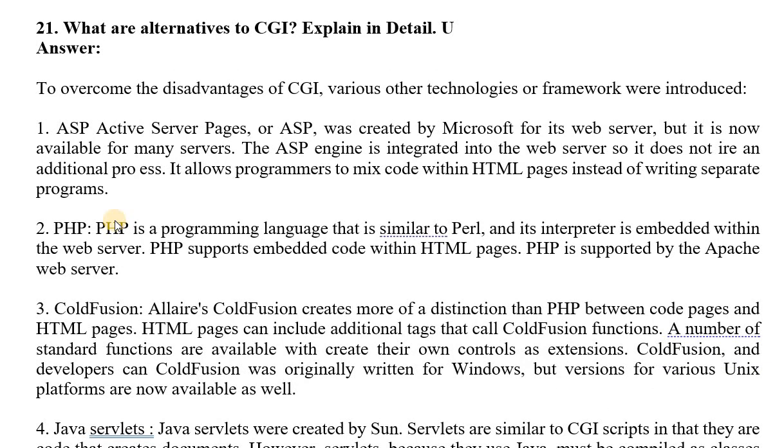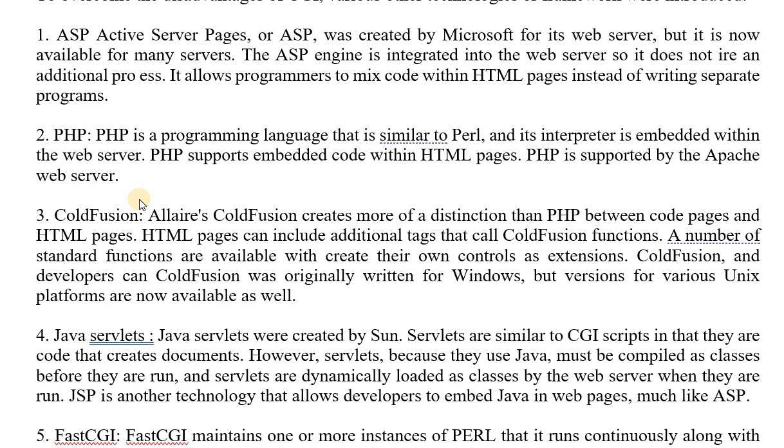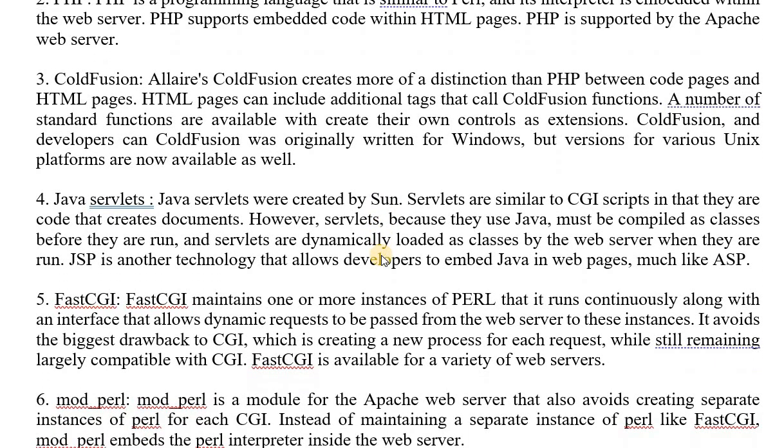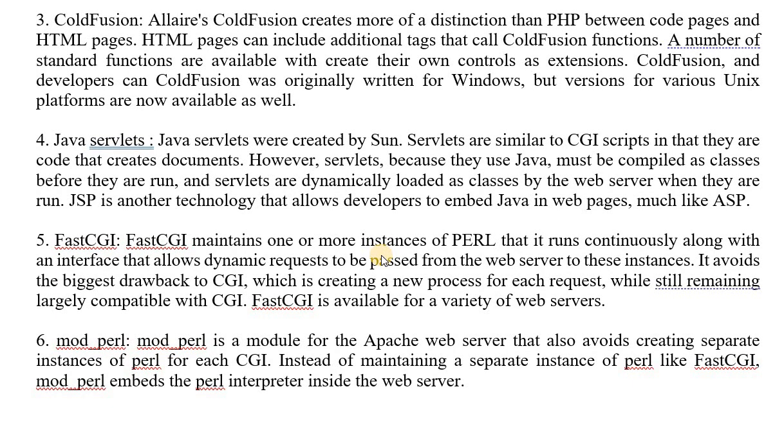The alternatives can be Active Server Pages, ASP. You are already studying this as a subject. PHP, you have already studied this in your first year. Then you have something that is called Cold Fusion. In Cold Fusion, basically what is done is, in HTML pages only, additional tags are used, wherein you can call the Cold Fusion functions. A number of standard functions are available. Cold Fusion was initially used for Windows, but later on, the Unix platform is also supported.